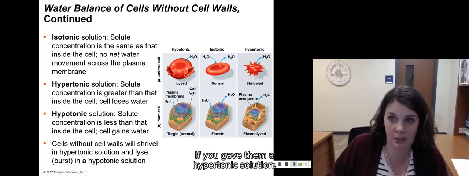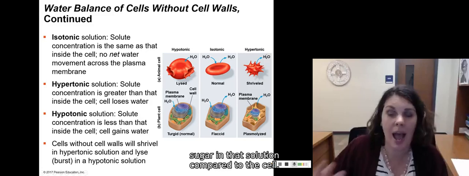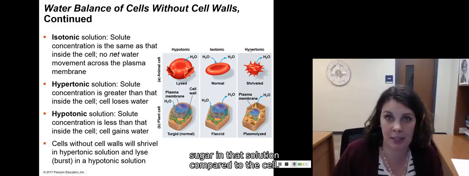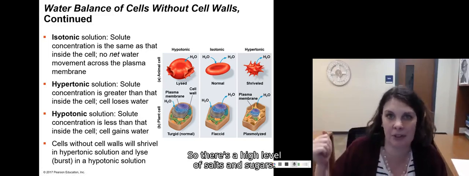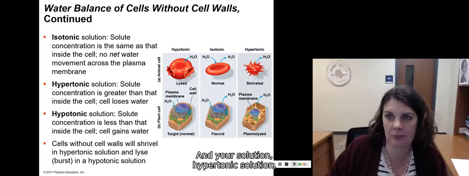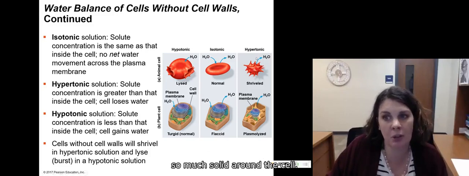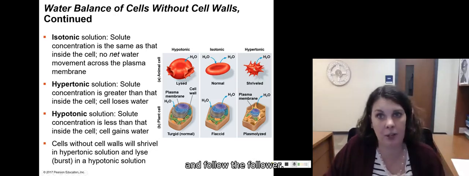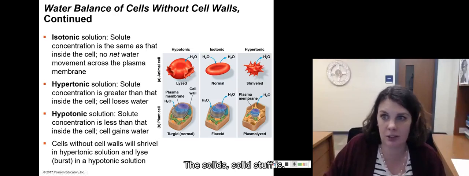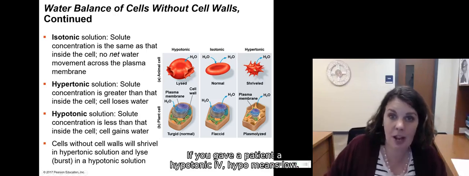If you gave them a hypertonic solution, a hypertonic solution means that there's more salt and sugar out in that solution compared to the cell. So there's too much. Hyper means high. So there's a high level of salts and sugars in your solution. In a hypertonic solution, your cell is going to shrivel because there's so much solute around the cell that the water will move out of the cell and follow where the solute stuff is. So the cell will be shriveled.